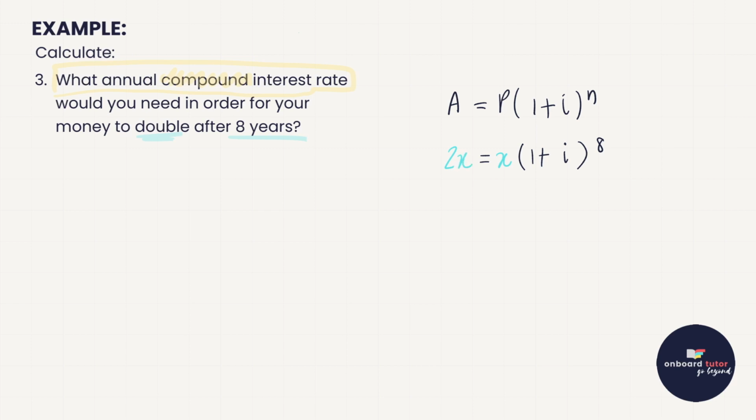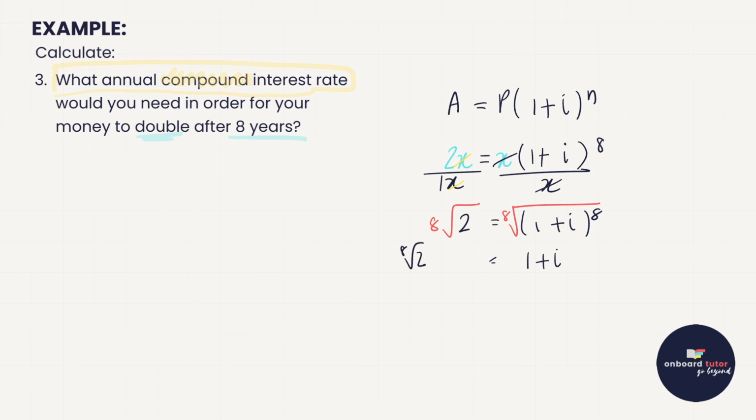And now we can just solve. Let's divide this side by X, and what I do to the one side, I do to the other side, so that I leave my bracket alone. Now what we're actually sitting with here is 2X divided by 1X, and those X's will cancel away anyway. So we end up with 2 is equal to this bracket, (1 + i) to the power of 8. And now to get rid of that power of 8, we do the 8th root, and what I do to one side, I do to the other side. So now I've got 1 plus i is equal to the 8th root of 2.